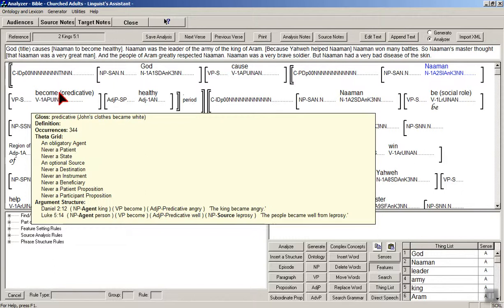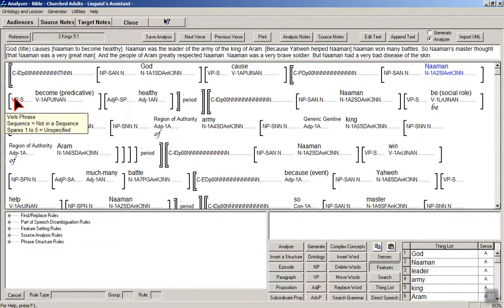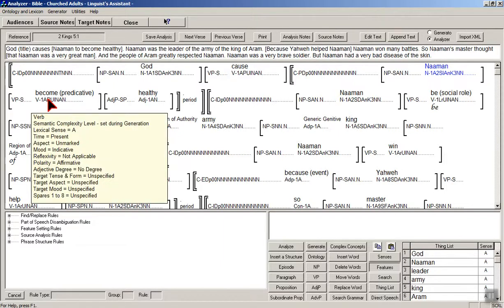Okay, so become, this is the right form of become, predicative. So it has a predicate or an adjective argument. So if you look down at the argument structure, it doesn't show it in the theta grid, but if you look at the examples, data 212, there's an adjective phrase that's a predicative, angry. The king became angry. So we've already talked about verb phrase features, and there's nothing there we need to worry about. For the verb features, it's present.